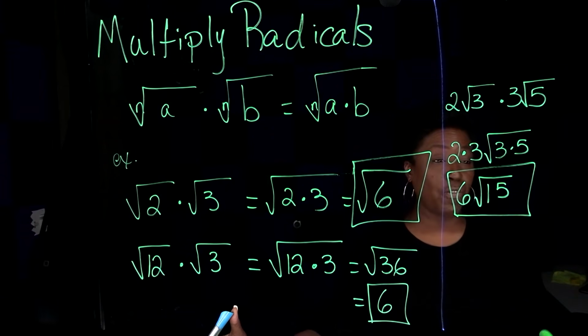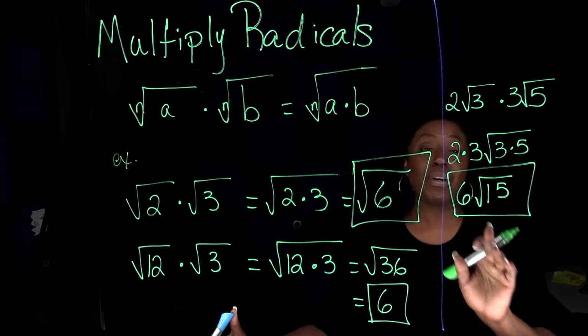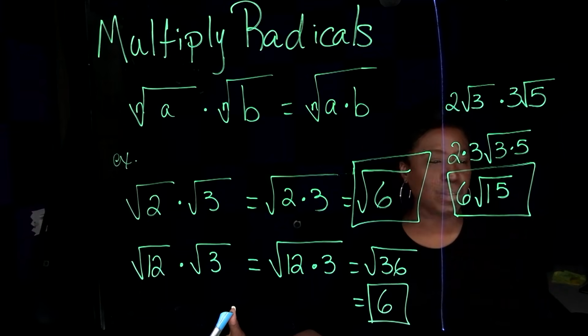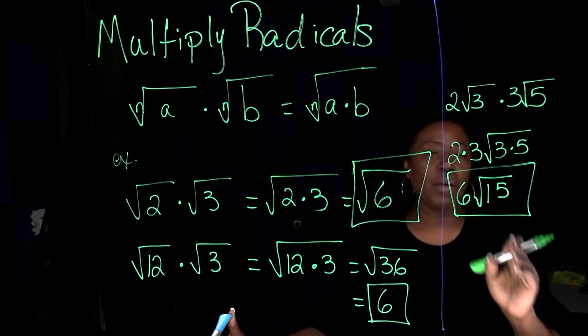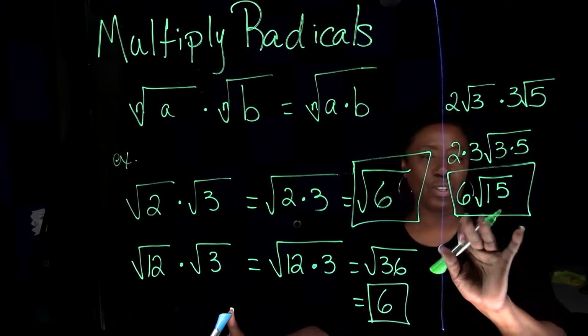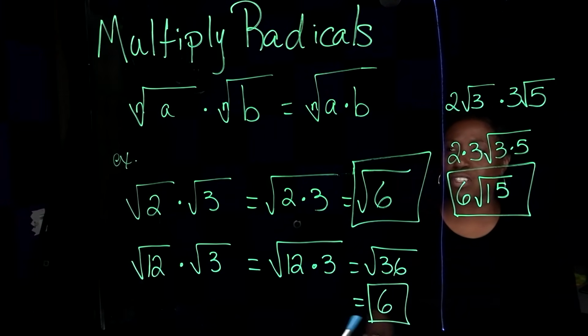And of course, our order of operations tells us that we would have to find that decimal value for the square root of 15 before we would multiply it by 6. So that is in its simplest form.